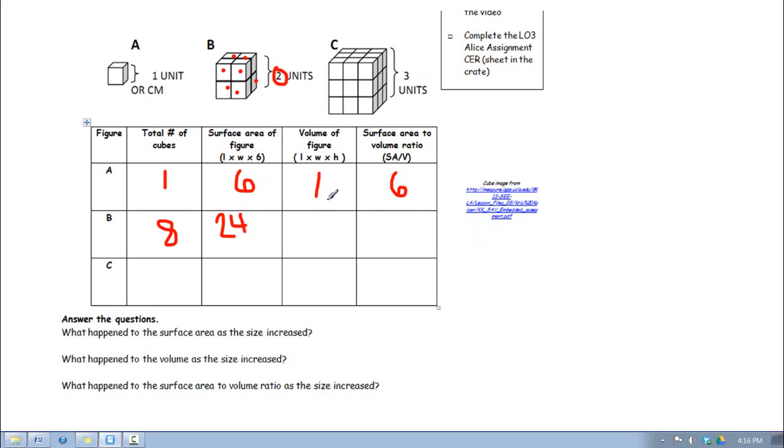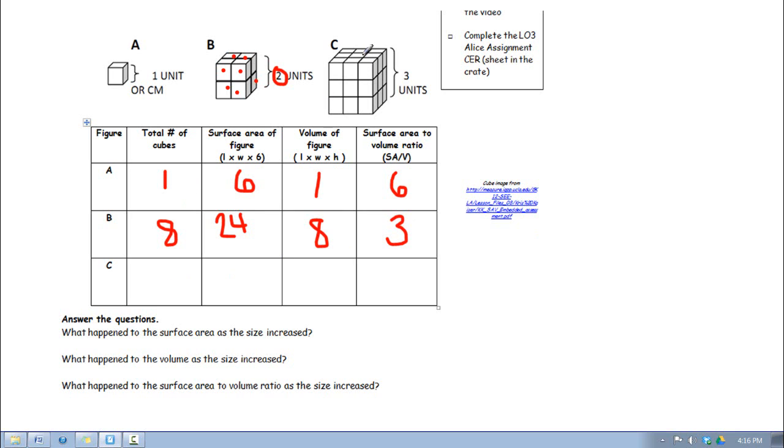The volume, how much space? Length times width times height. 2 times 2 times 2. 2 times 2 is 4. 4 times 2 is 8. The surface area to volume ratio, you're going to take 24 divided by 8 and reduce that fraction. If you reduce that, you get 3. If you're feeling comfortable with this, see if you can figure out C. So pause me, see if you can figure it out before I get to it. If you're confused, then stick with me.